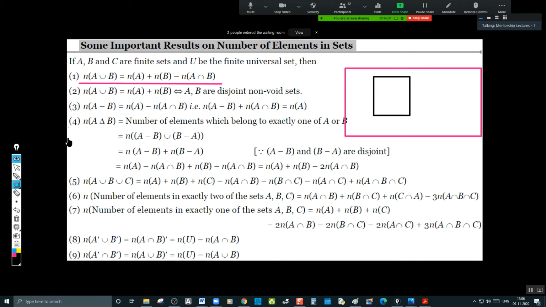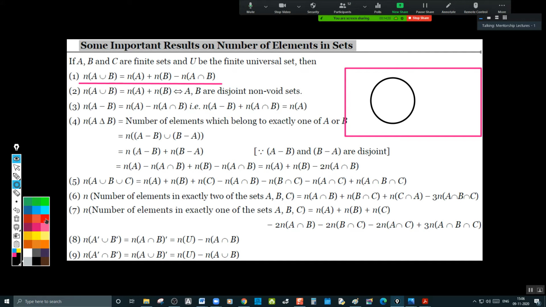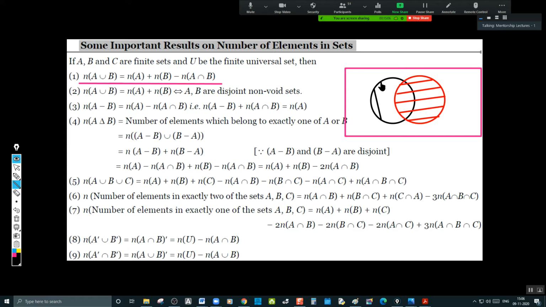If you take a set A, and if you take another set B, then the number of elements in A union B stands for either A or B or both. So this is B, and this is A. Then N of A union B means N of A plus N of B. If you write that, what happens? A intersection B will be repeated; it is counted twice. That is the reason why we subtract this area.